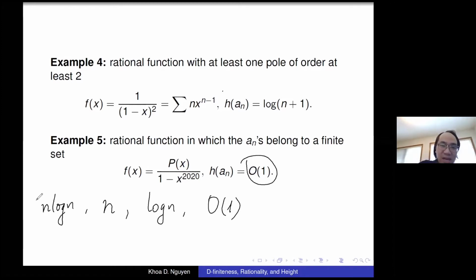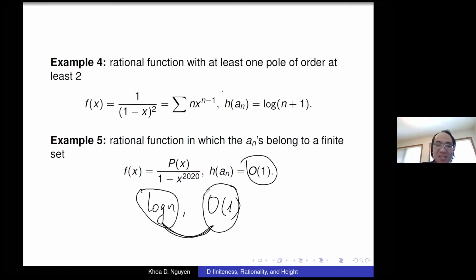And the result that I want to tell you is that at least there's nothing in between these guys. If you are smaller than log n, then you have to be bounded. That's the kind of result I want to tell you next.